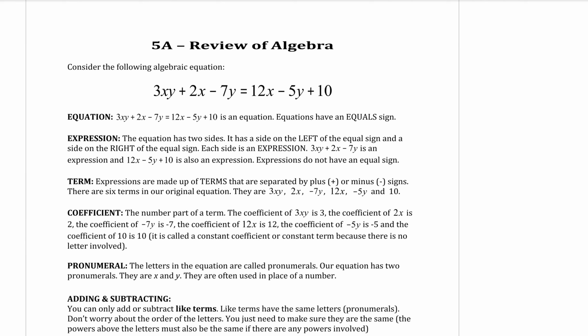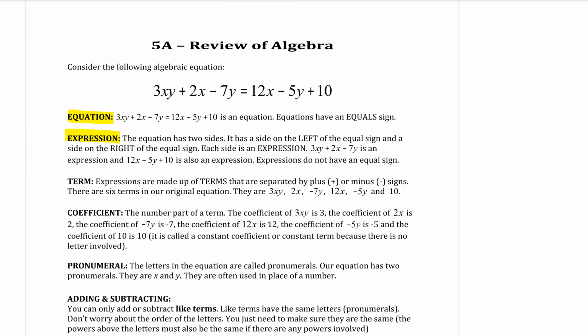Now using that, we can use quite a few different words down here to help us to define different things. So first of all, it's an equation. We know it's an equation because it has an equal sign in it. Whenever anything has an equal sign in it, it's going to be an equation. The equation has two sides. On the left side is an expression, and on the right side is an expression as well.